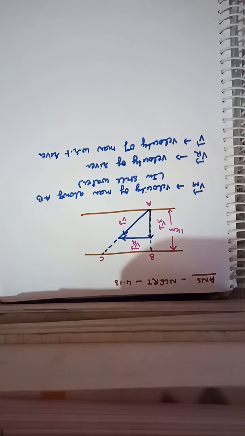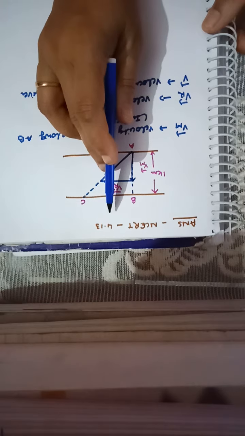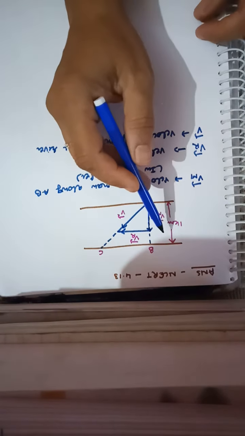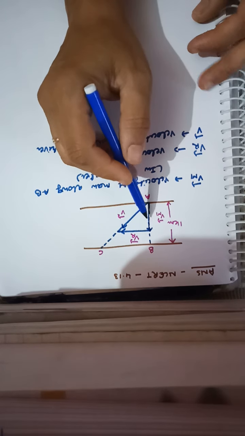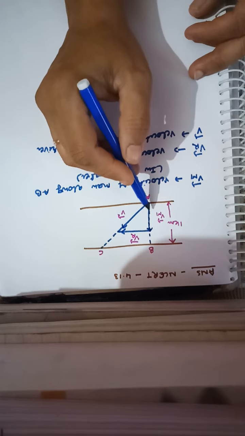Now children, see, this is another question of NCERT exercise. This is question number 4.13 of your NCERT exercise. According to the question, a man can swim with a speed of 4 km per hour in still water.